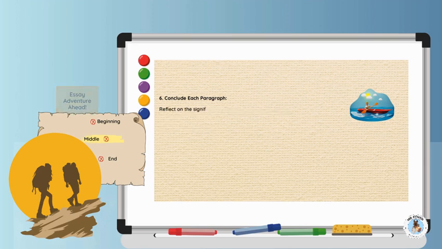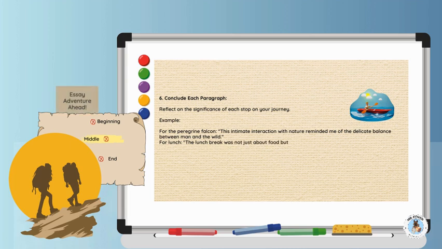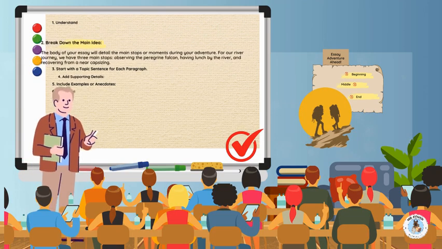6. Conclude each paragraph. Reflect on the significance of each stop on your journey. Example, for the peregrine falcon, this intimate interaction with nature reminded me of the delicate balance between man and the wild. For lunch, the lunch break was not just about food, but reconnecting with nature's simplicity. For the near capsizing, this close call was a stark reminder of nature's unpredictable power and the importance of always being prepared.